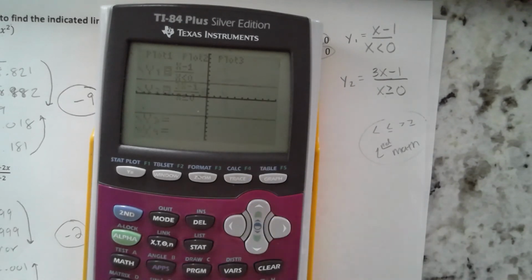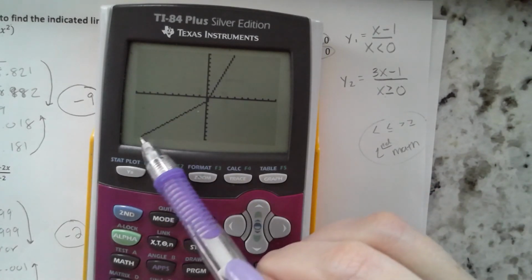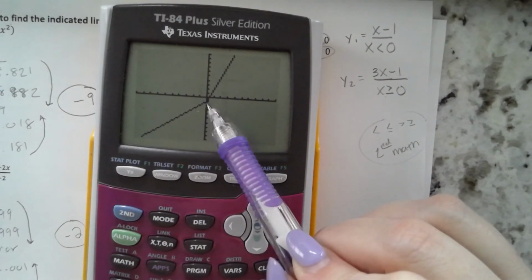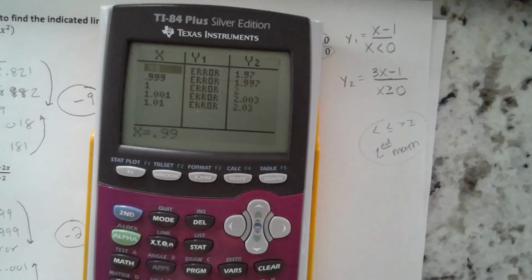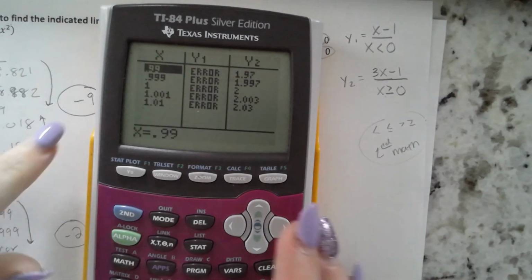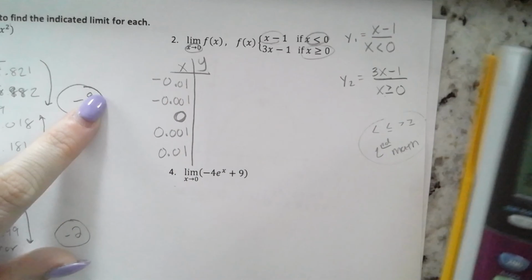Now what's really cool is that, for example, if we were to graph this, it does the piecewise for us, right? So this is x minus 1 until we get to 0, and then when we get to 0, it changes to 3x minus 1. So now let's go to our table and see what that looks like.